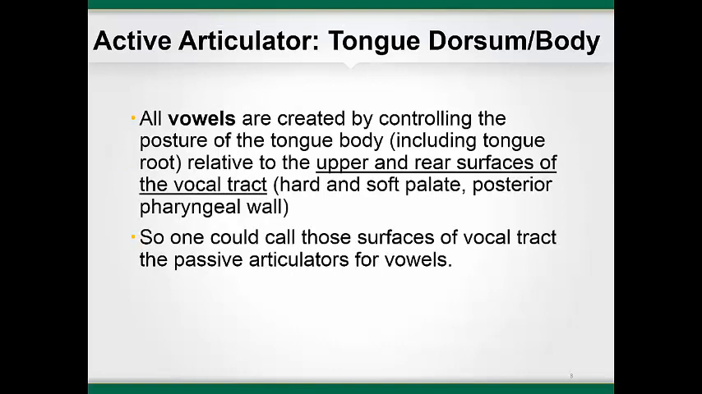All of the vowel sounds are produced by moving and changing the shape of the tongue body, including the tongue root, in relation to the upper and rear surfaces of the vocal tract, including the hard and soft palate and the posterior pharyngeal wall. So for all of the vowel sounds, the tongue body, tongue dorsum, and tongue root are the active articulators, and the upper and rear surfaces of the vocal tract together make up the passive articulators for the vowel sounds. One part of the tongue typically approaches a particular part of the vocal tract to make the constriction in a more forward or back part of the vocal tract, which we will talk about in the next module.